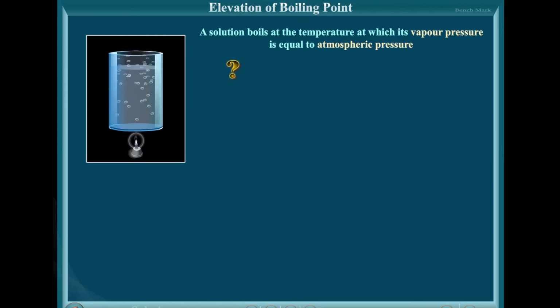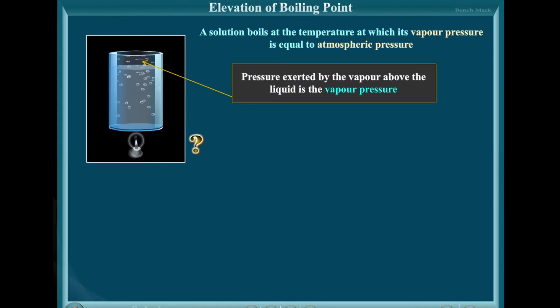Here we know that the solvent is taken, this is the case of a pure solvent. To this pure solvent, if you are adding a non-volatile solute, what happens? The lowering of vapor pressure takes place. When there is lowering of vapor pressure, then what will happen? More heat should be supplied for the vapor pressure to become equal to the atmospheric pressure. And hence there will be an elevation in boiling point. That is what we are going to discuss now.